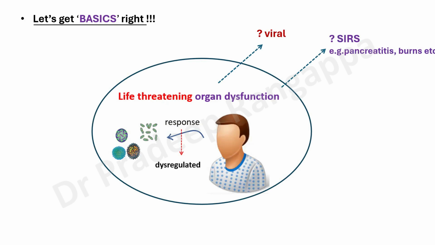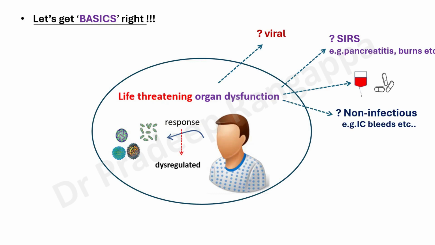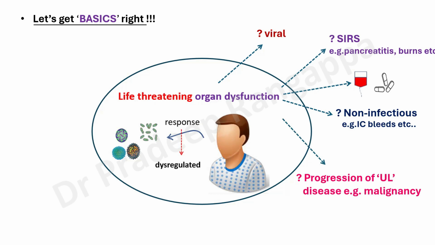Then we have SIRS patients, like pancreatitis with SIRS, burns with SIRS. Even they have dysregulated host response with life-threatening organ dysfunction. Would we use antibiotics there? And then you have non-infectious causes of fever. It can be a drug-associated fever leading to problems, or transfusion-related organ dysfunction, or it can be non-infectious like intracranial bleeds. Very often you would see patients having a smoldering low-grade fever and we throw antibiotics in these cases.